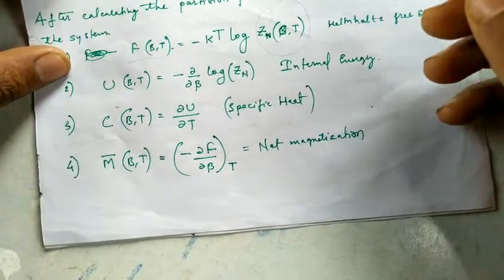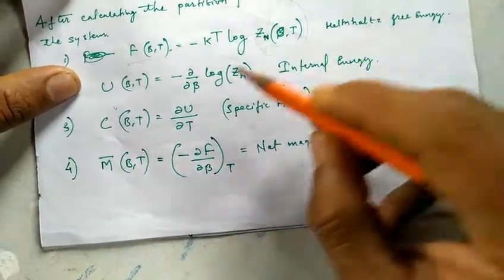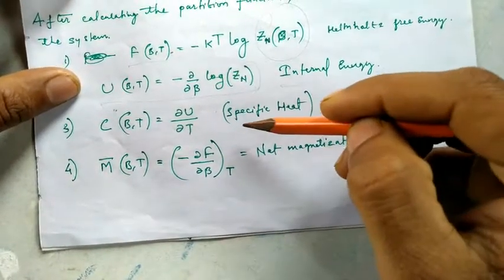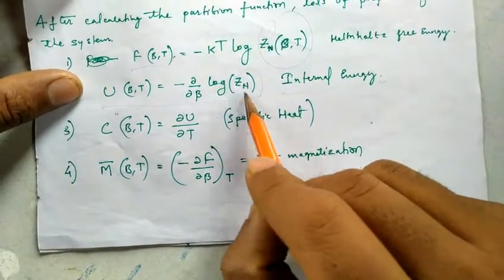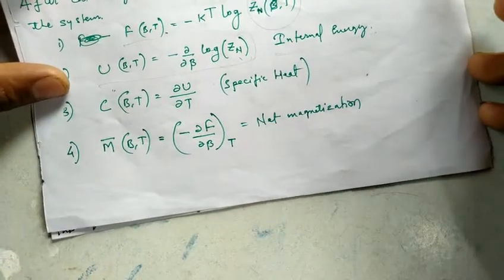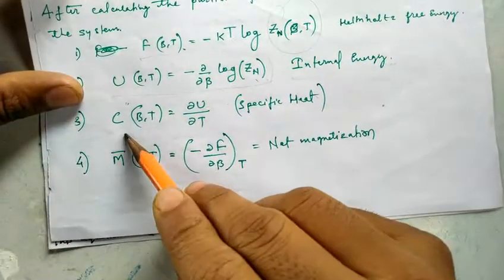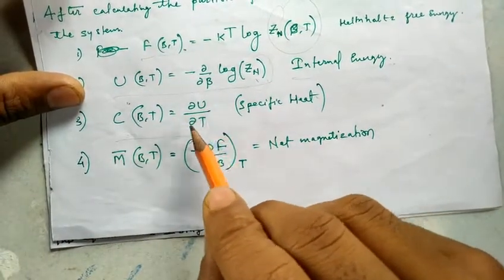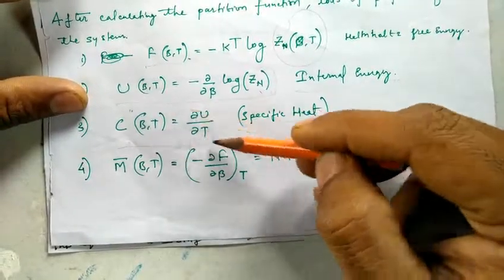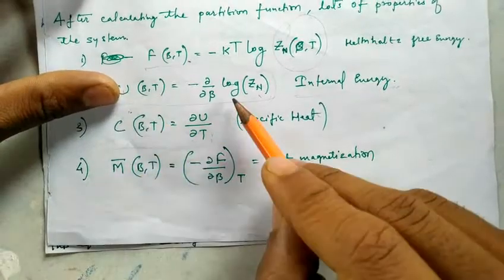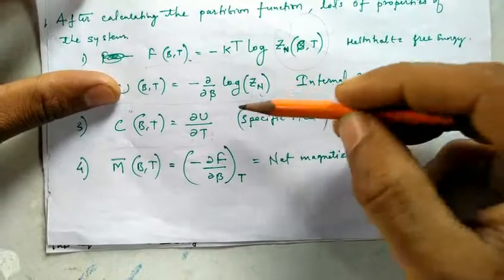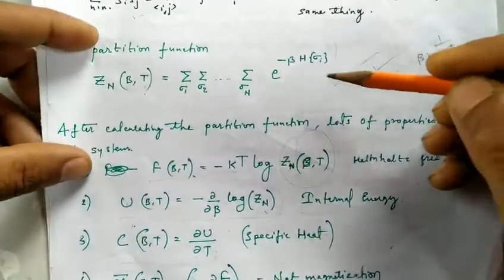Now to find the internal energy of your system, you can use this formula, and in it you again require the partition function. You can see that we have taken the log of the partition function, which comes from this basic equation. Now if you are asked to calculate the specific heat, you have to use this formula, dU over dT, where T is the temperature. To calculate the specific heat you have to calculate the internal energy, and this internal energy further depends on the partition function. So to calculate the specific heat you will require the partition function.